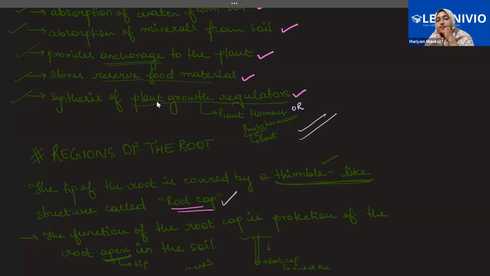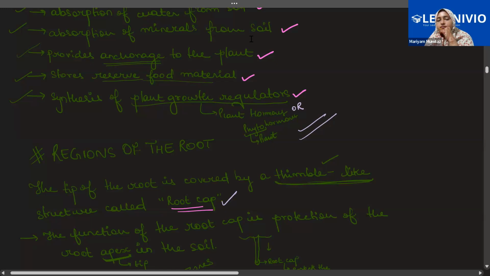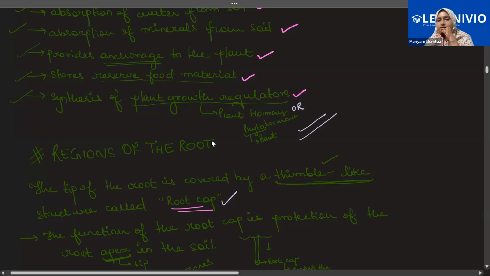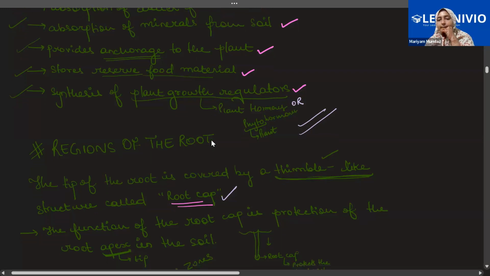Isn't that the responsibility of the shoot, to grow the plant? See, the hormones that the plant synthesizes or secretes come from a variety of sources, not just the shoot. They come from the root also, they come from the tip of the shoot also, they come from the growing parts of the plant also. It is not necessary that it will just be the stem. Stem is there 100%, but apart from that, roots also do the process. Clear?